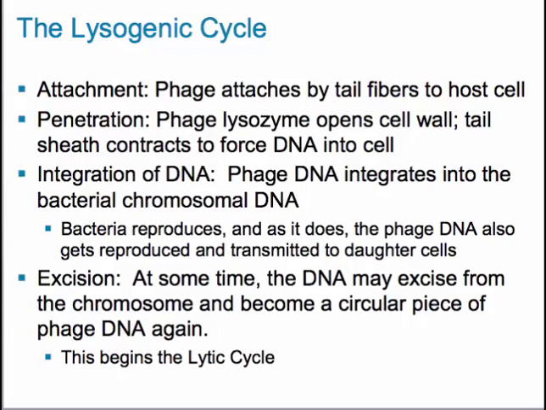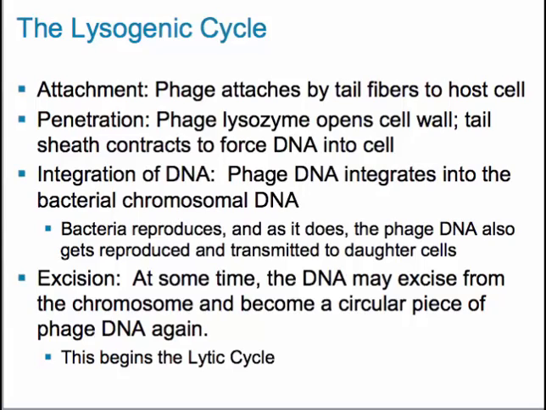When the bacteria reproduces, as it does by binary fission, the phage DNA is also going to get reproduced and transmitted to the daughter cells as a piece of the bacterial chromosome. This can happen for generation after generation, thousands of generations, or it can be permanent.